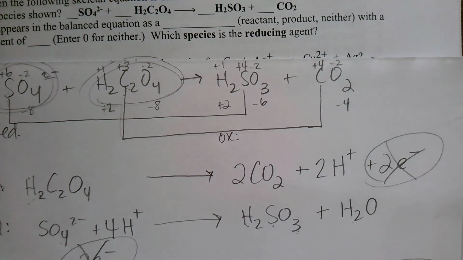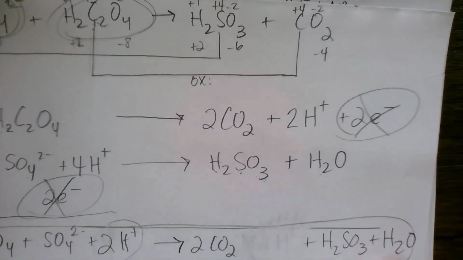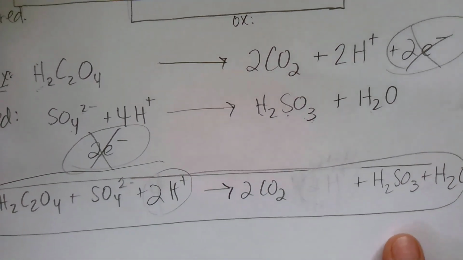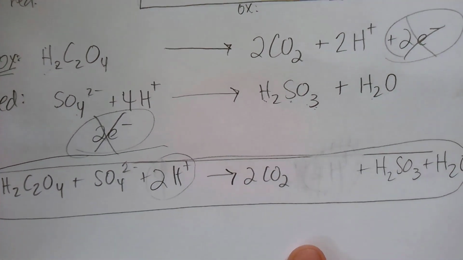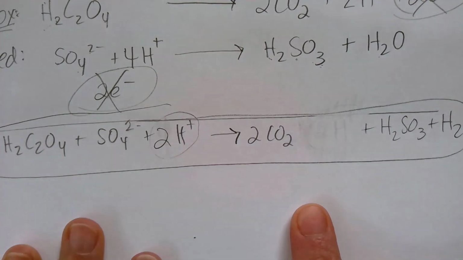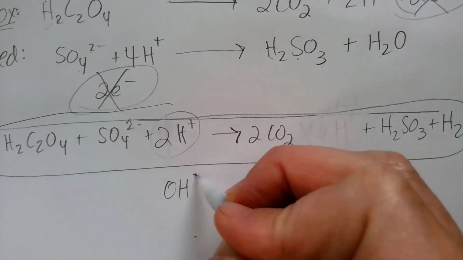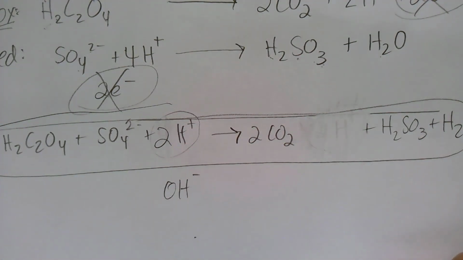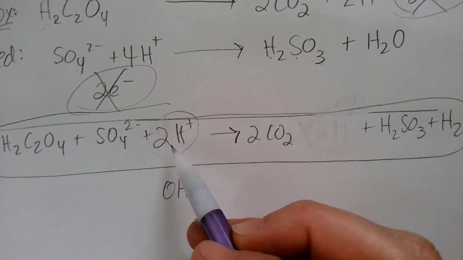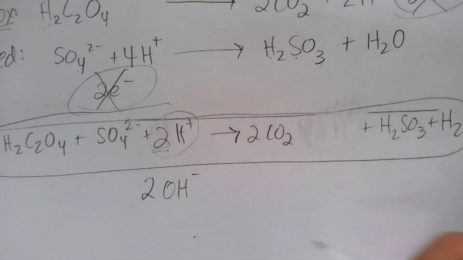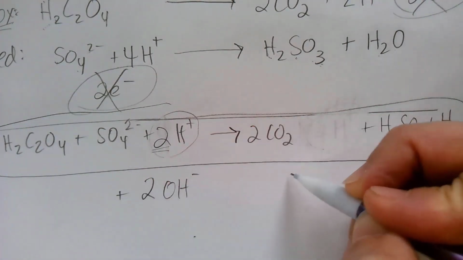Yeah, with a coefficient of 1. Now what if, like I said, I wanted to make this in basic conditions? There's one more step if this was in basic conditions. I'm going to add OH minus to both sides to get rid of any H pluses there are. Well, notice here I have two H pluses, so I'm going to add two OH minuses to both sides.